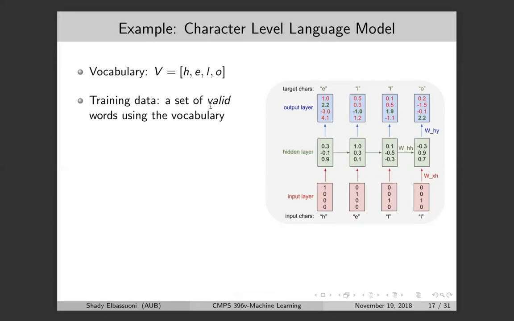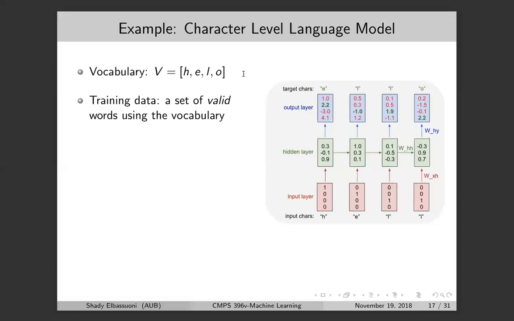The training data is a set of valid words using the vocabulary. I have a set of words that I've gathered, a lot of valid words using the vocabulary. For instance, hell, hello, he, and whole, and so on. These are valid words in English that use these 4 characters. That's my training data. I have a lot of these words.